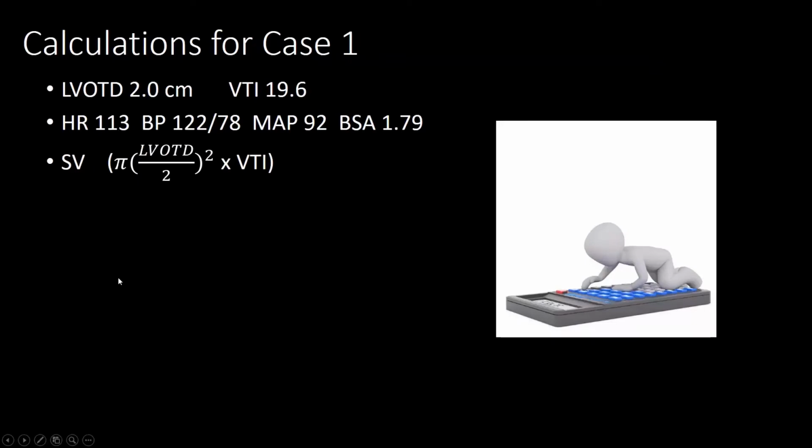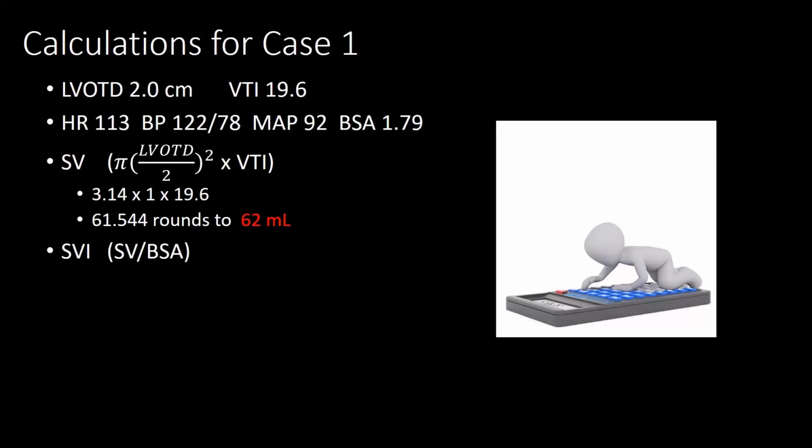Just like Dora, we want you to actually get out your calculator for at least this one. So pi would be 3.14. Go ahead and divide 2 by 2 and multiply it by the VTI. Hopefully this is what you got. You should have had 3.14 times 1 times 19.6 to give you a stroke volume of 61.544, which we rounded up to 62 milliliters.